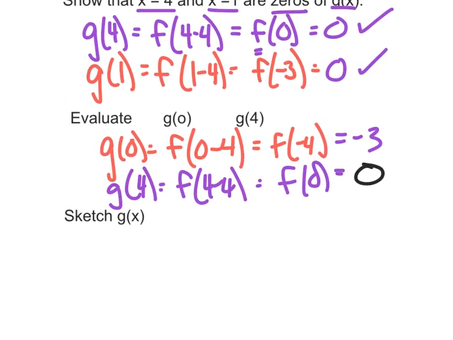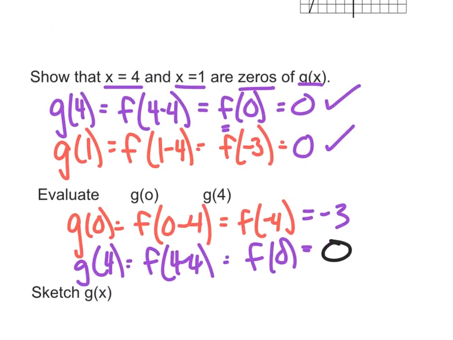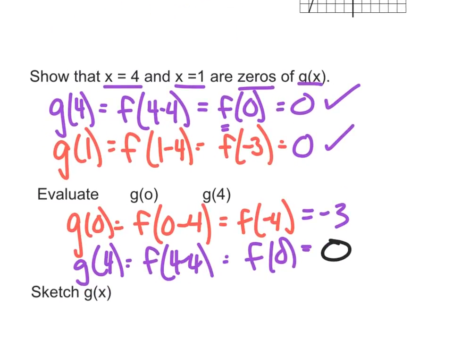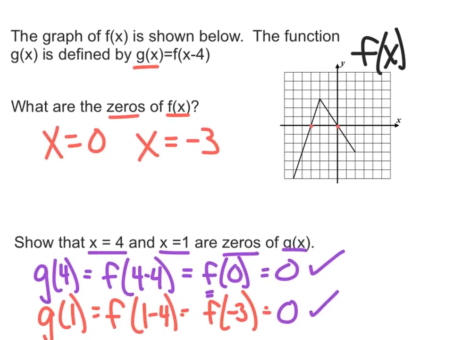And lastly, sketch g of x. So we've got enough points plotted here. We know g of 0 is -3, g of 4 is 0. Or you can take the fact that you just have to take this graph and shift it right 4. So that's what I'm going to do. I'm going to take all my points and shift them right 4.